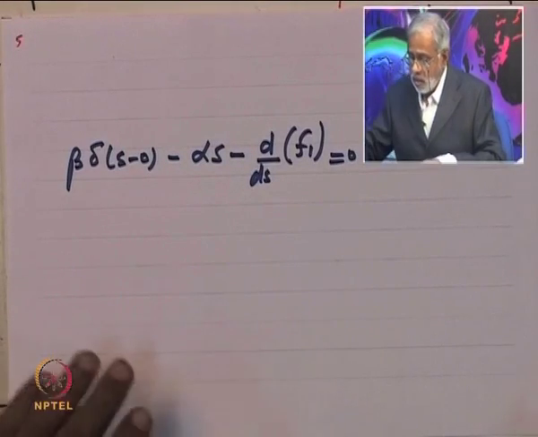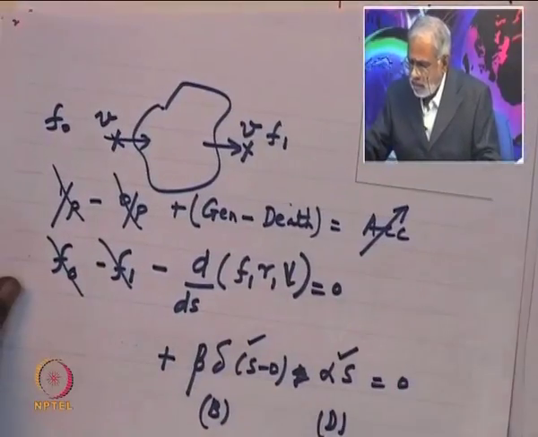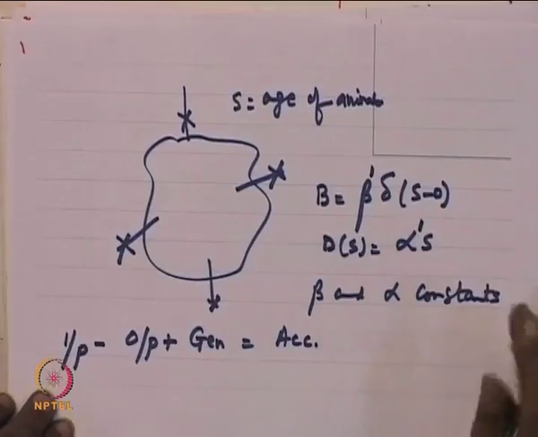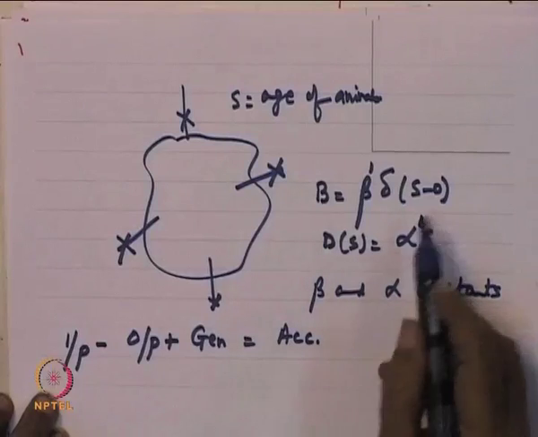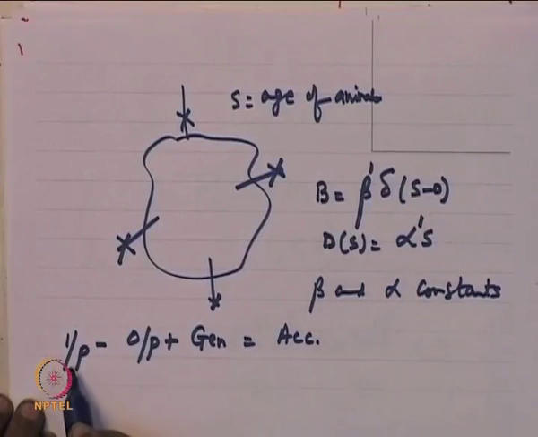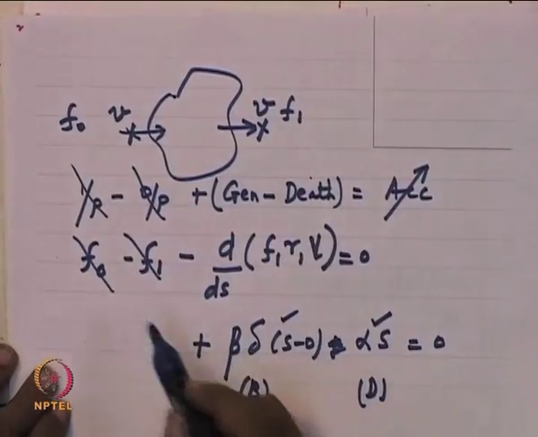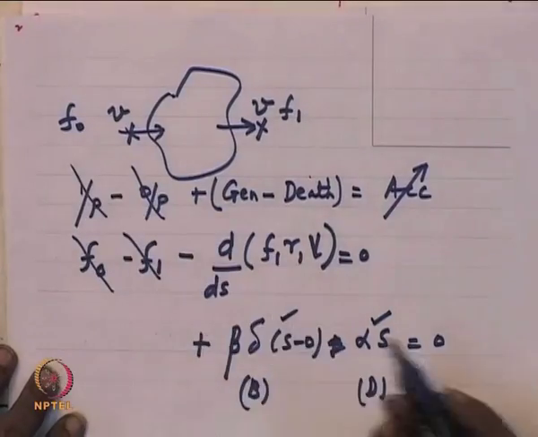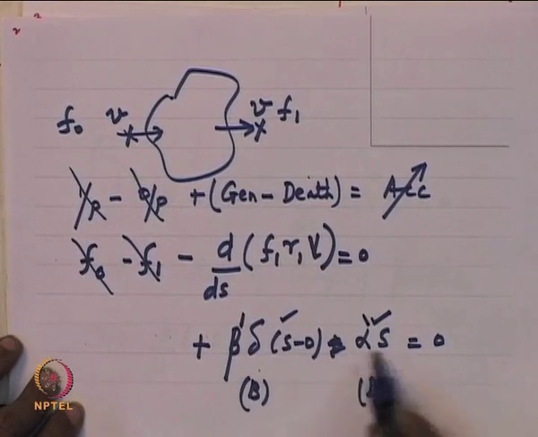Now, I just want to spend a few minutes here and go through the whole thing once again. Please bear with me. So, we have a forest where the birth rate is given as beta dash delta S minus 0, and the death rate is given as alpha dash S minus 0. This is our equation that describes the number density. Now, we said that this input output is how we started our population balance, but there is no input, there is no output. That is how this equation looks, with birth and death and so on.